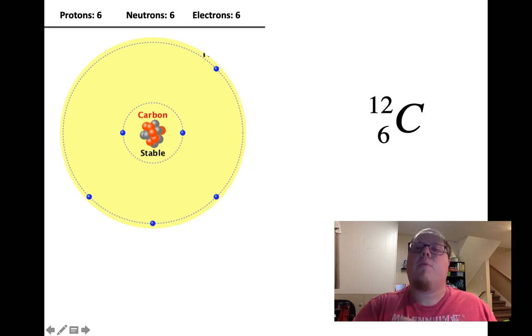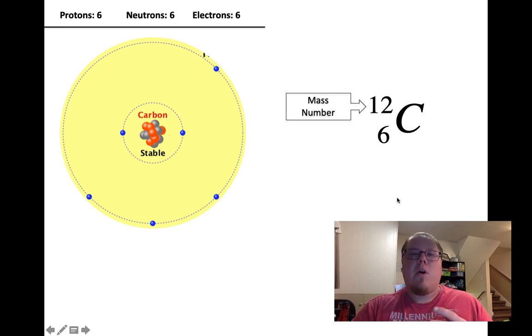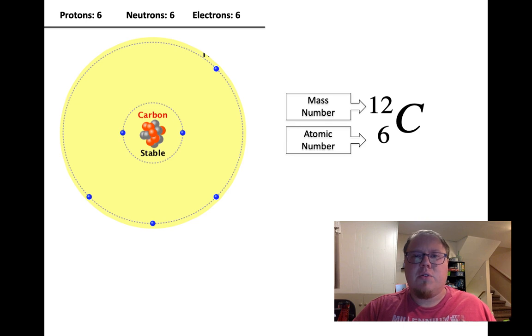This is what we call an isotope symbol. I've got the symbol of carbon here, and then in the upper part of it, I have the mass, the total mass of the nucleus, which is protons and neutrons added together, and then below that I have the atomic number. So this is something called the mass number. It's protons and neutrons, and this is the atomic number, which tells you which element it is.